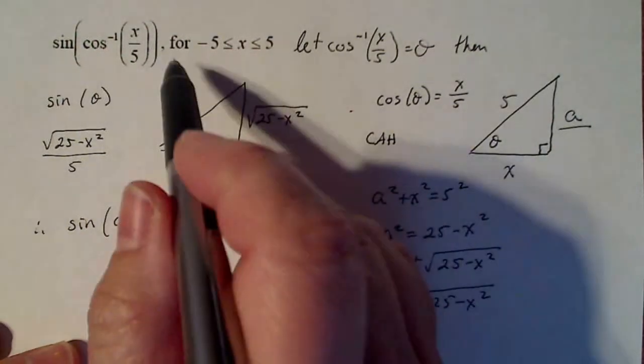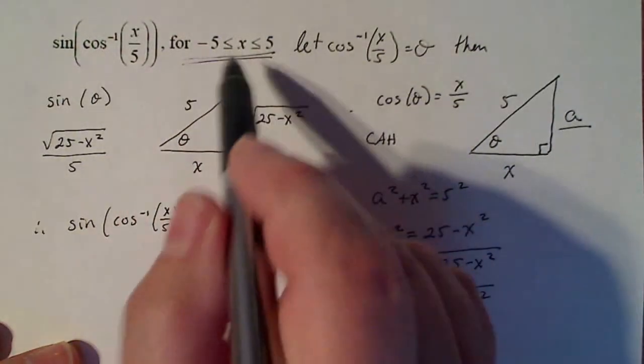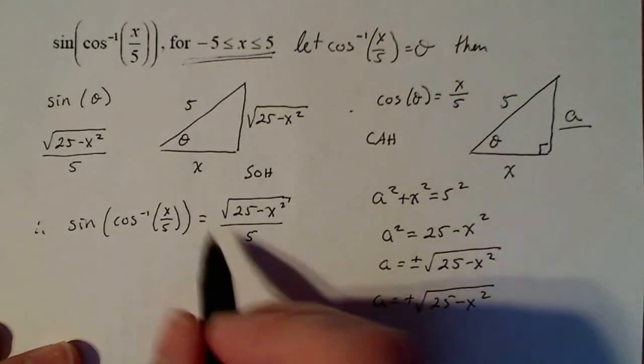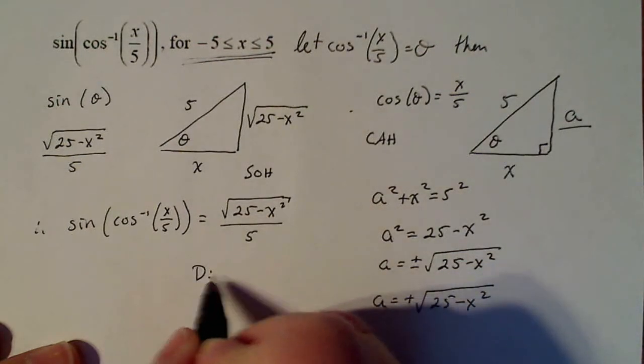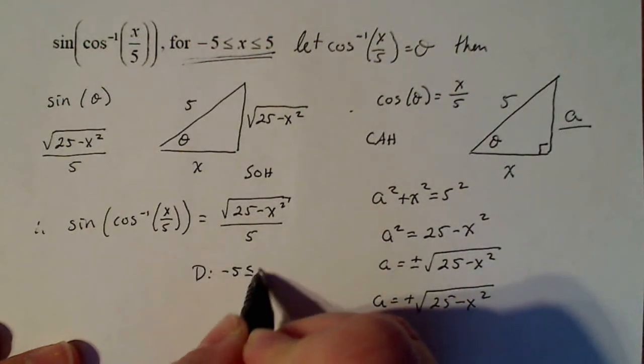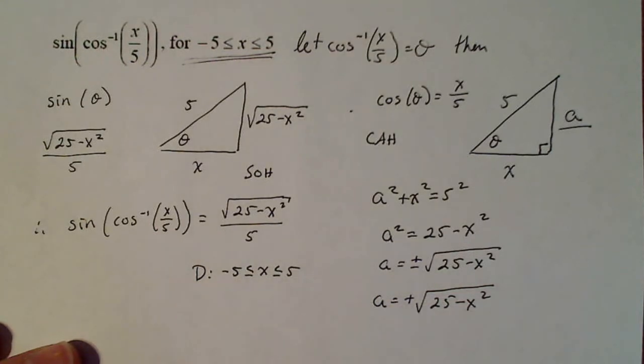Now, a lot of students are asking, what does this mean? Well, that's just kind of giving you the domain for x. So in other words, the only x values that are going to work here are x going from minus 5 to 5. It just restricts the domain for you so the problem works.